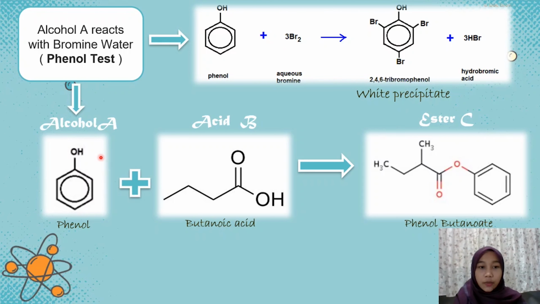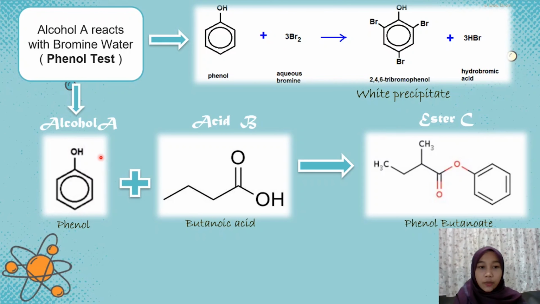Okay, for this slide, I will explain how compound D can be produced. Compound D is butanol. When acid B undergoes catalytic hydrogenation, acid B is the carboxylic acid. Carboxylic acid, as we know, can be reduced to the primary alcohol. So the carboxylic acid, which is butanoic acid, with the reagent H2 with nickel, platinum or palladium, can produce the primary alcohol, that is butanol.